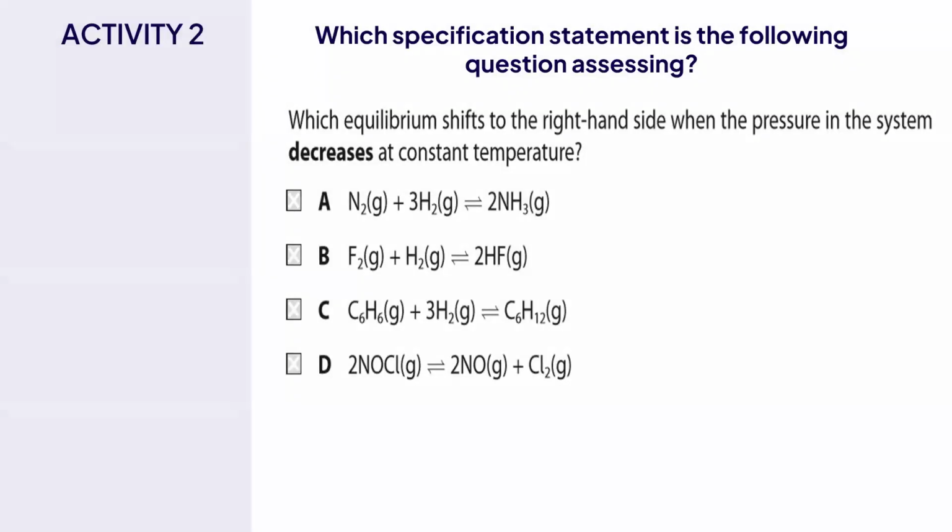Okay, there's another one. Which specification statement is the following question assessing? Which equilibrium shifts to the right-hand side when the pressure in the system decreases at constant temperature? This time it comes from number 9, section 9 in the specification. So if you've got that in front of you, have a look to see if you can actually find the exact specification statement.